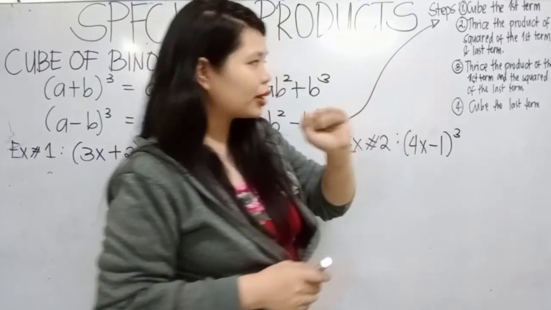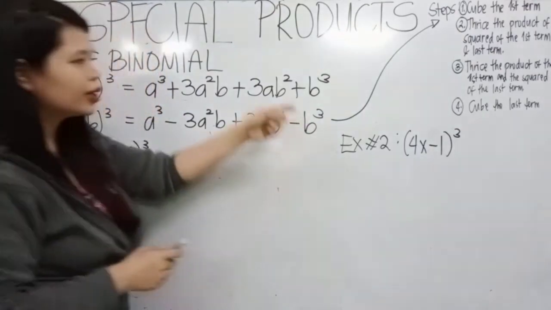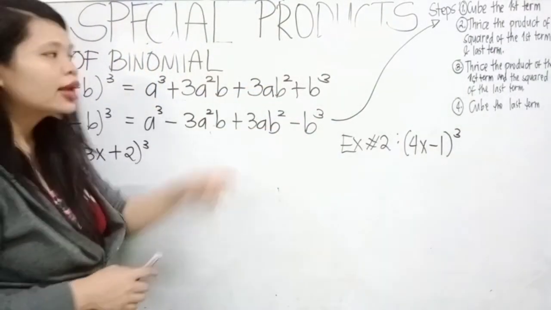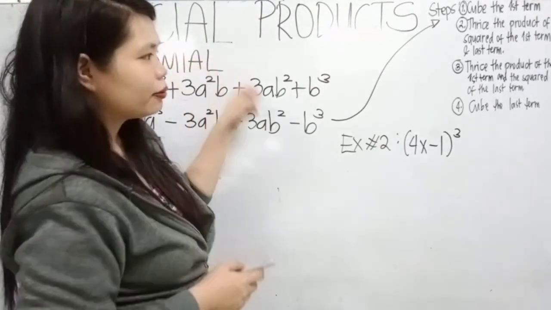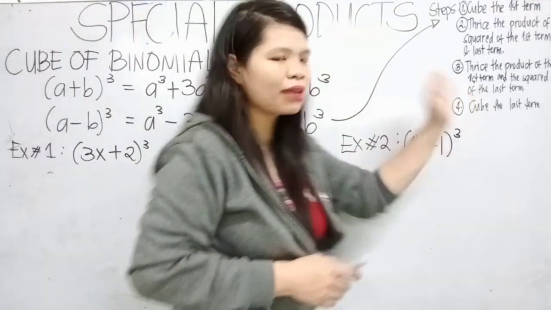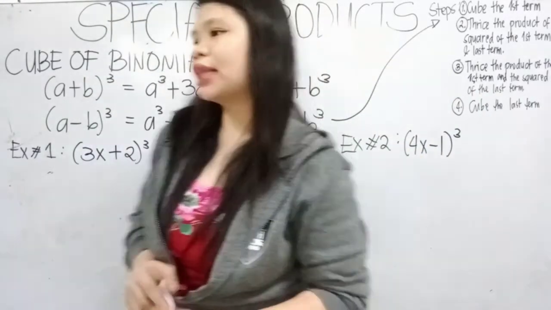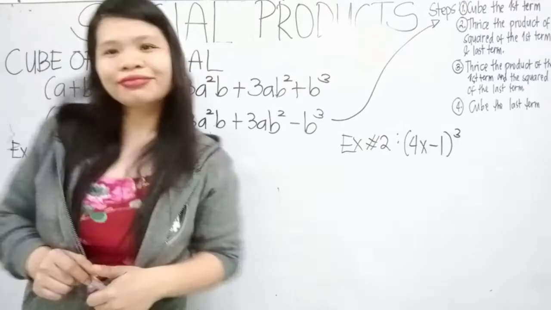Then, raise the product of the first term and square the last term. So this time, si b naman po yung i-square natin. I-multiply natin kay 3 and the value of the first term. And lastly, but not the least, we're going to cube the last term.